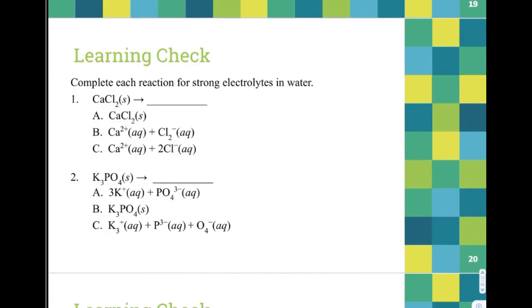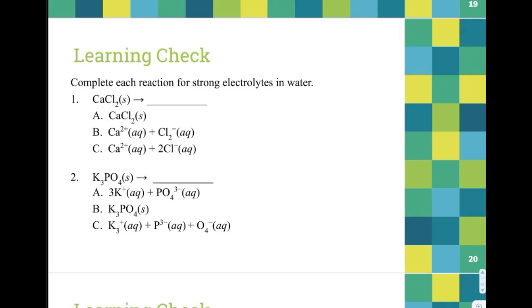So this is a multiple choice learning check. Pause and do this one. Okay, you've got to complete each reaction for strong electrolytes. So if this is a strong electrolyte, what is it going to look like? So how does this calcium chloride break down? And this is just like how we made calcium chloride in the first place. We're going to break it down that way.